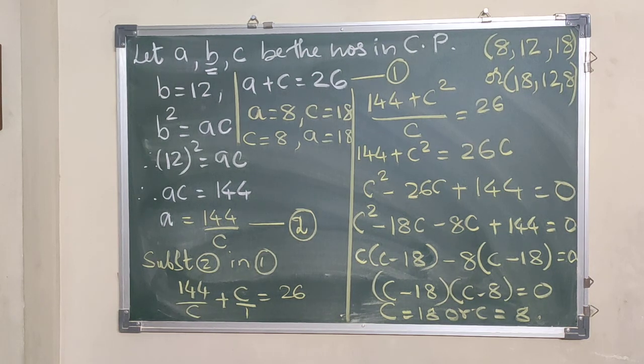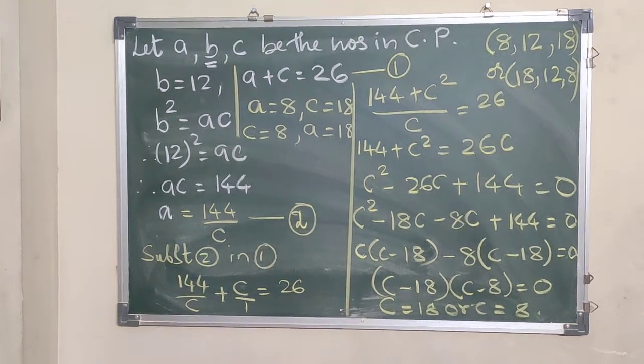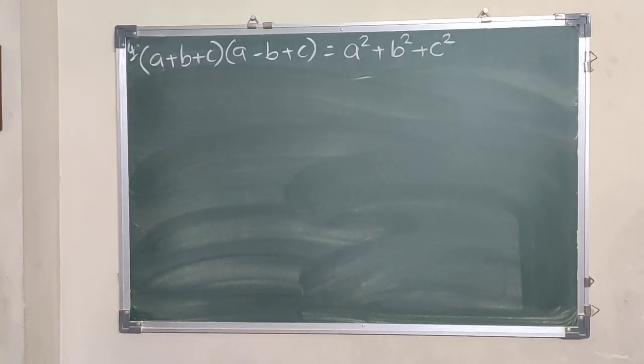Now we go for the K method. Let us start with sum number 4. Here you can see the question. A plus B plus C bracket A minus B plus C equals A square plus B square plus C square. This is given to us. Show that A, B, C are in continued proportion. That means somewhere we have to obtain in the end B square is equal to AC. Is that very clear?